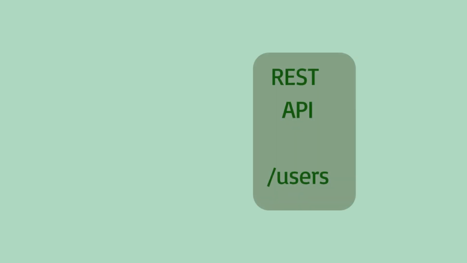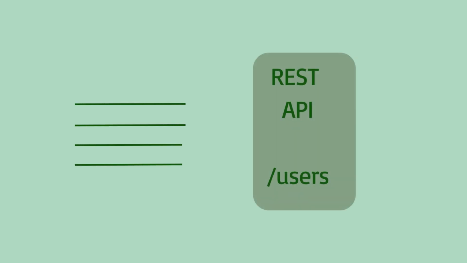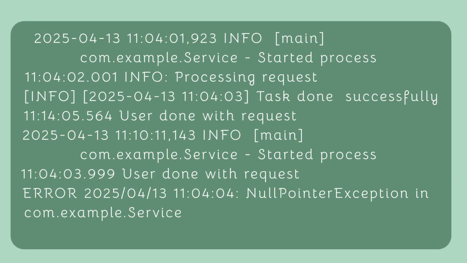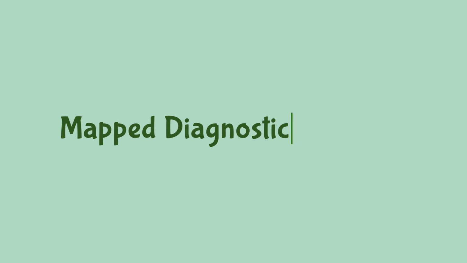A typical REST API receives concurrent requests. When logs for each request are printed, they are mixed together, which becomes hard to identify and debug a particular API request. The solution is MDC, or Mapped Diagnostic Context. It lets you store metadata, like userId, transactionId, or requestId or whatever you want, for each request, and attach it automatically to all logs in a thread.